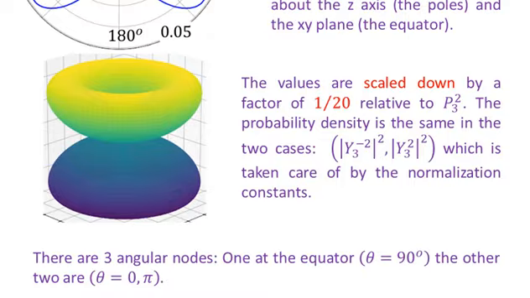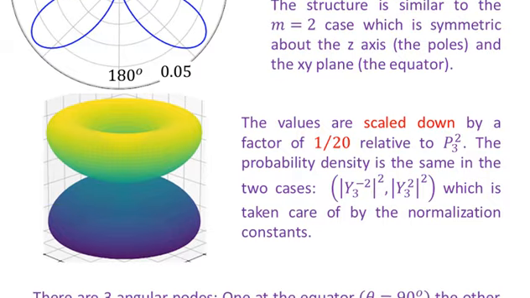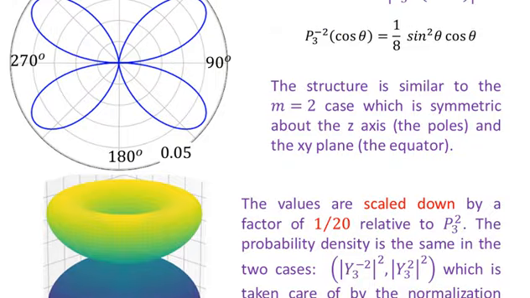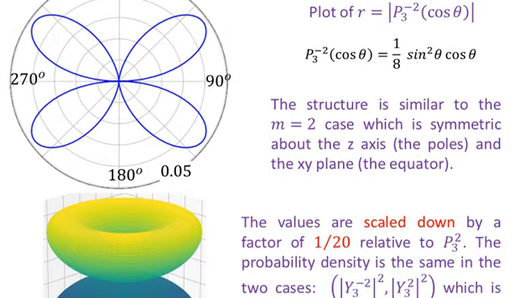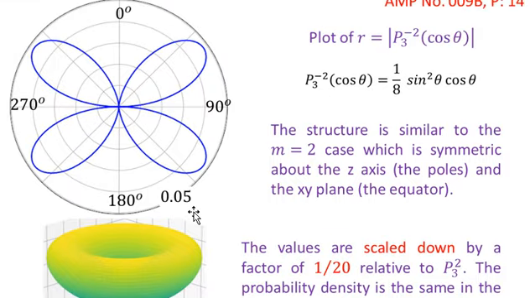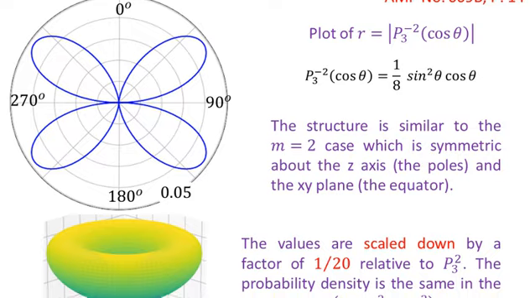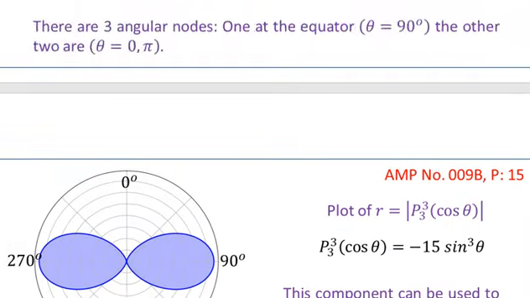There are 3 angular nodes as in the previous case, one at the equator and the others at 0 and pi. And you see that the description, as I told you, will be similar and exactly the same as that of the previous case, but only the magnitude to which the wave function is restricted is different. So here the magnitude is equal to 0.05 radius unit. The next one I am going to discuss is P33.